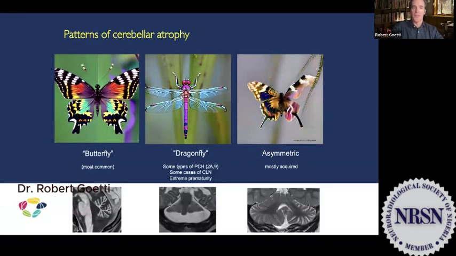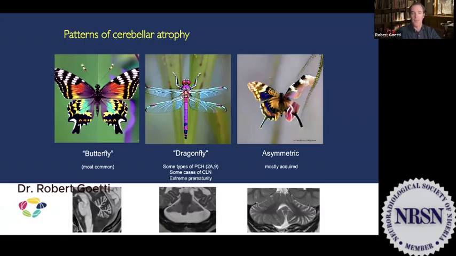When we look at different patterns of cerebellar atrophy, the most common pattern has been termed the butterfly pattern. It's termed that because in the butterfly pattern, we have an involvement of the vermis more than the hemisphere, so looking like a butterfly: small body, big wings. When we have the inverse of that, an atrophy that involves the cerebellar hemispheres more than the vermis, this has been termed the dragonfly pattern.